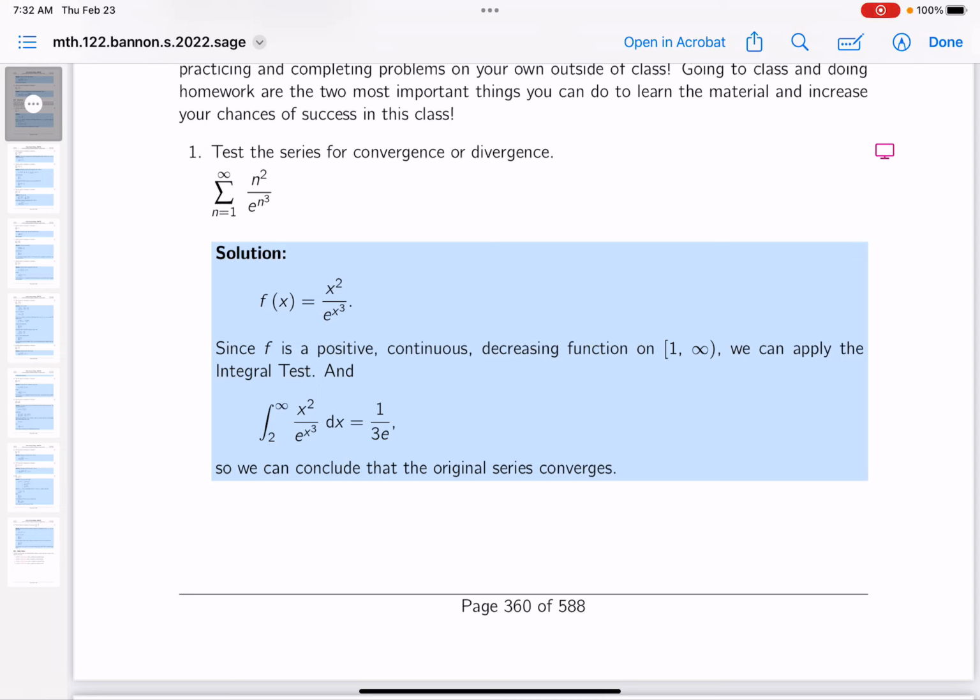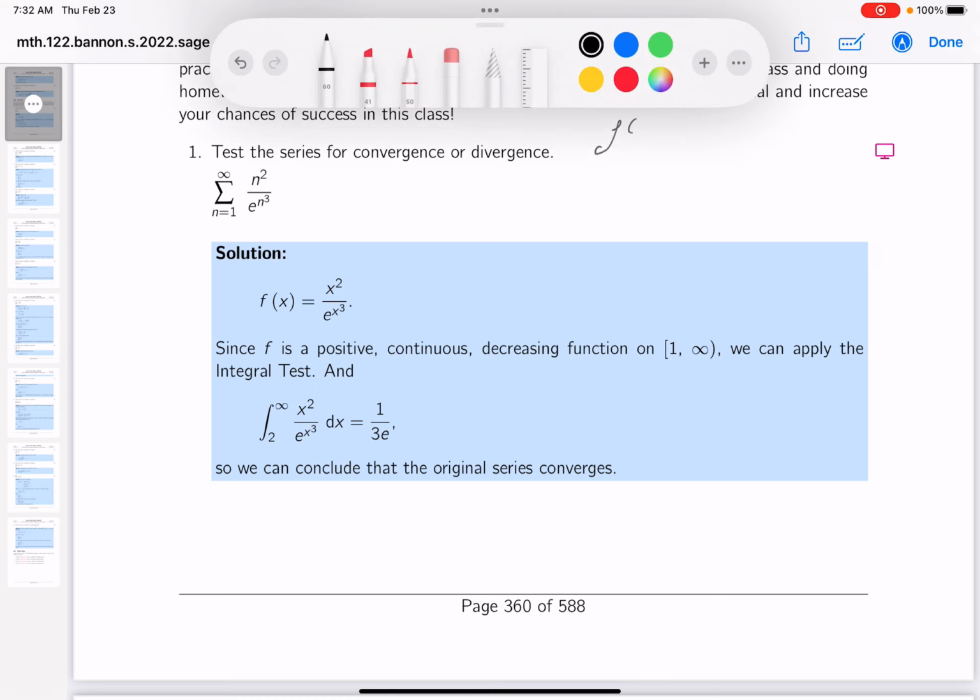All right, so looking at there, they're saying test the series for convergence or divergence. By the way, it's a positive term series. I'm looking at it, and I'm thinking that integration might be a way to go in this over here. So I'm going to write down f of x is equal to x squared over e to the x cubed.